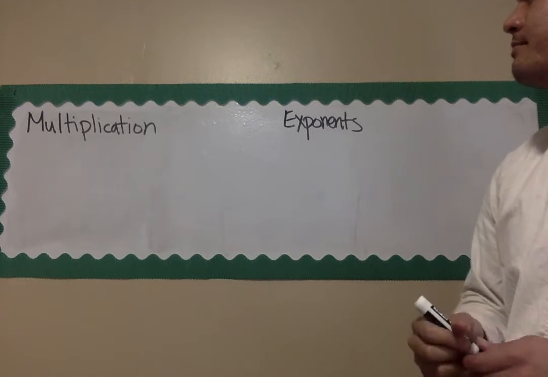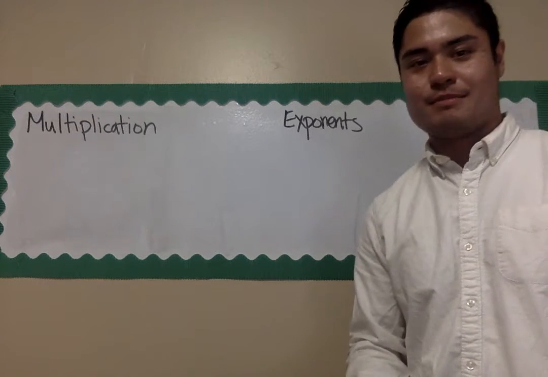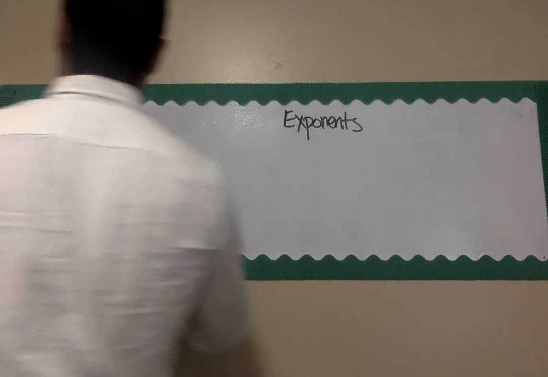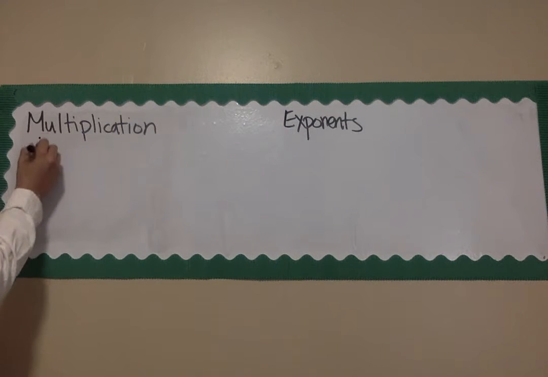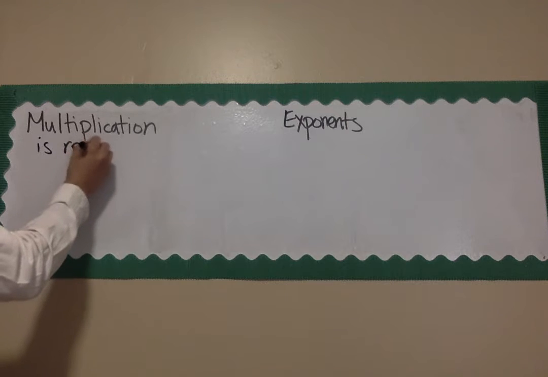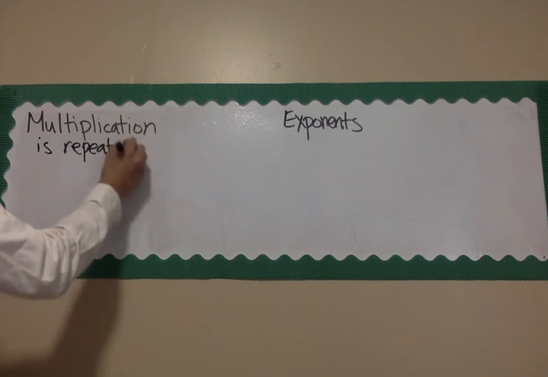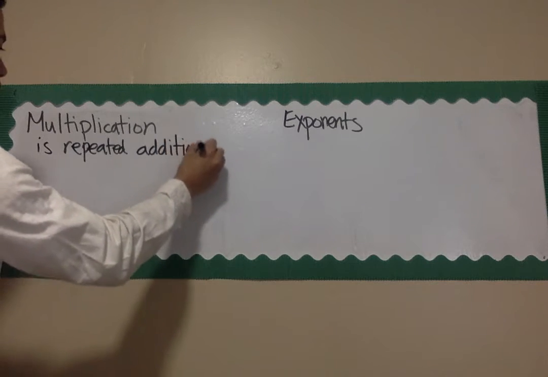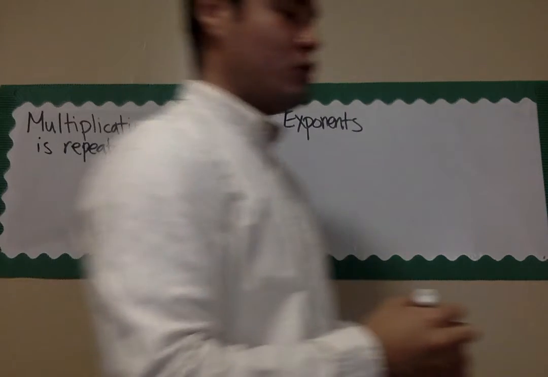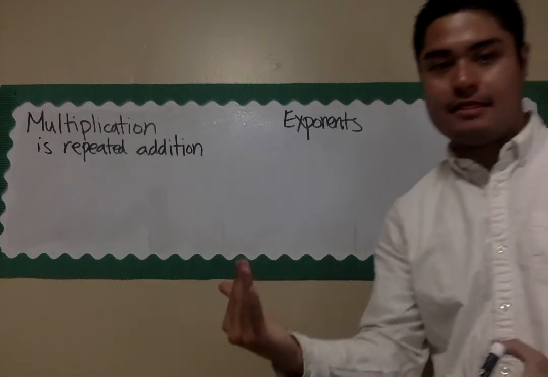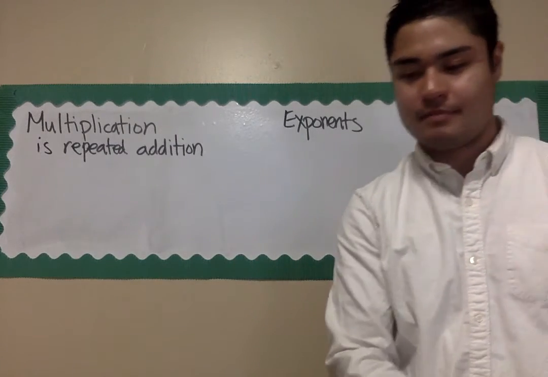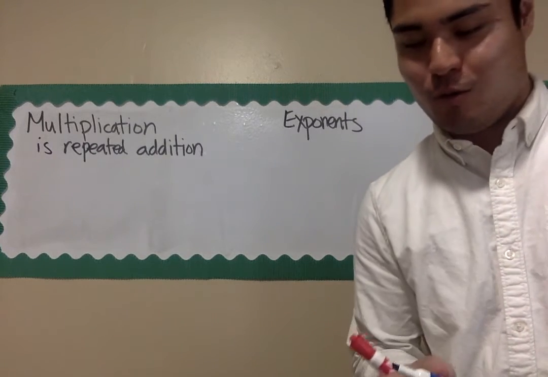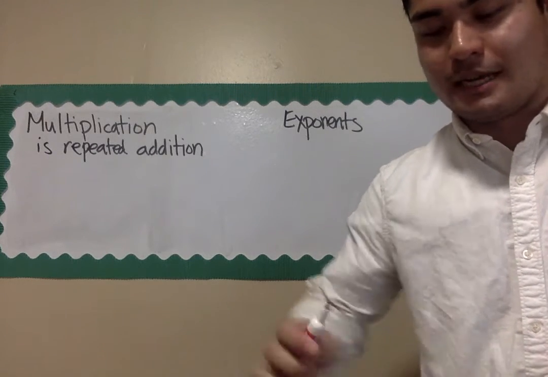So multiplication. What is multiplication? Something that we've been learning since elementary school. Multiplication is repeated addition. Whenever you multiply something, you're basically saying, I'm going to add this many times. So that could be confusing. Let's do two examples on the board.